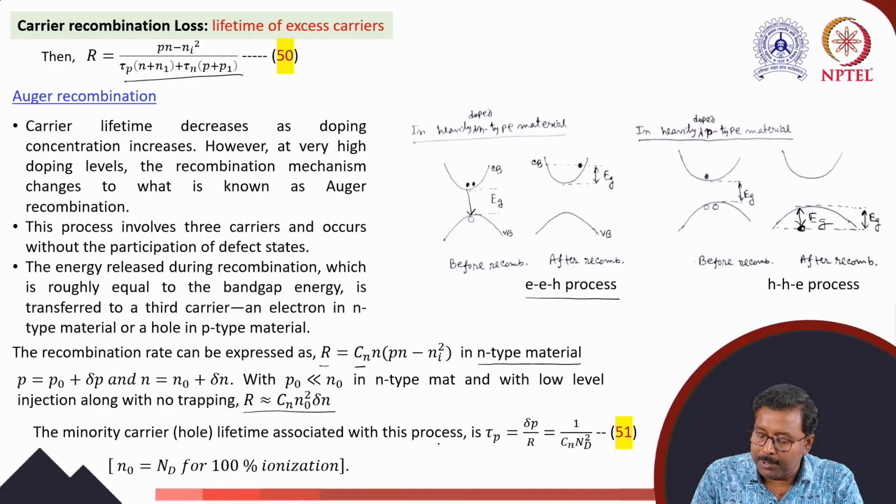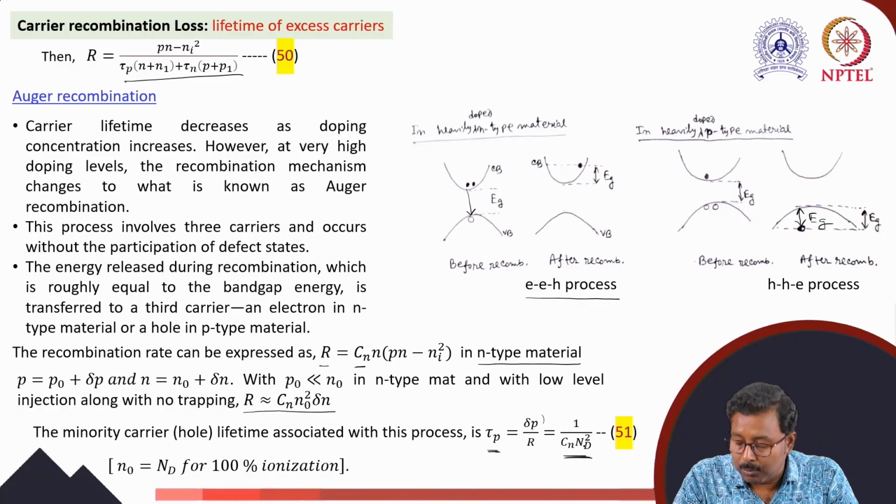And the minority hole lifetime is associated with this process, because this is the rate. The holes are recombined due to these extra electrons. So tau p will be delta p by R, and delta p by R is nothing but 1 by Cn n0 square delta n. Delta n and delta p are equal, so they cancel out, because tau p depends on delta p by R, the excess hole carrier concentration by the rate. Rate is nothing but this, and as delta n and delta p are equal, they cancel out, giving 1 by Cn Nd square.